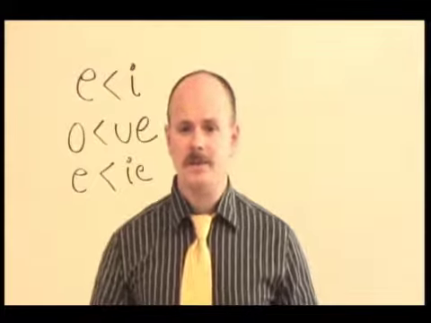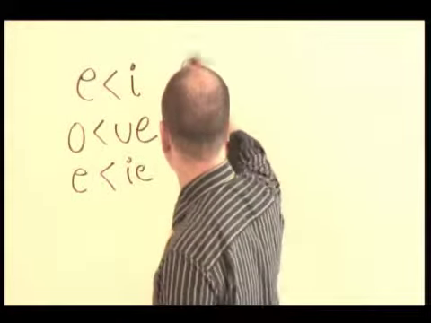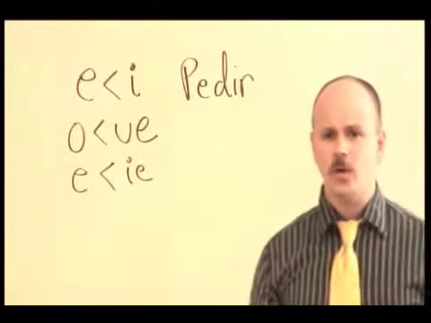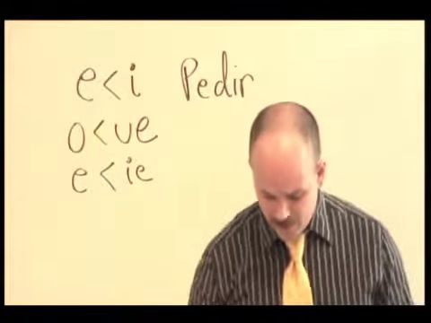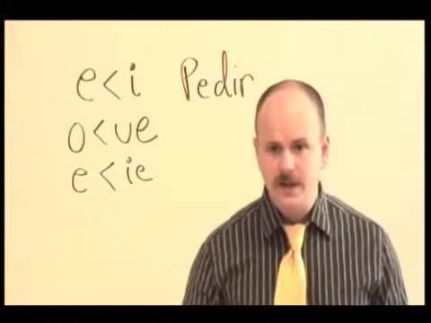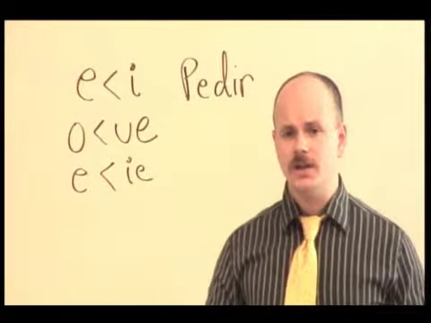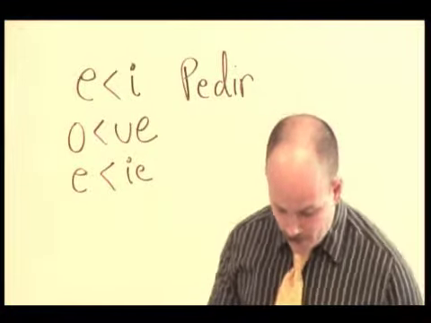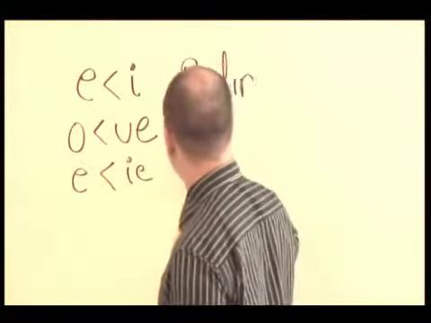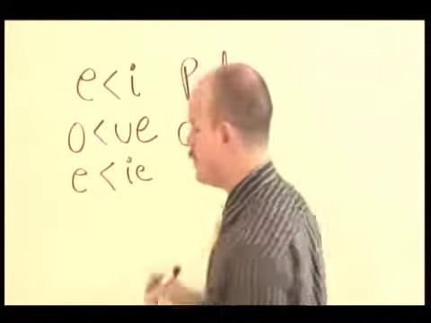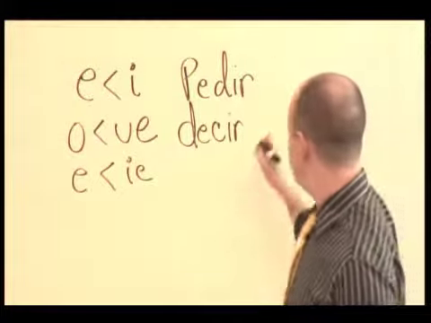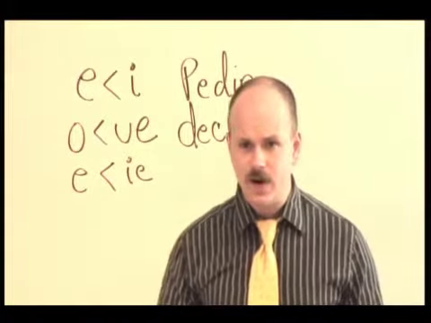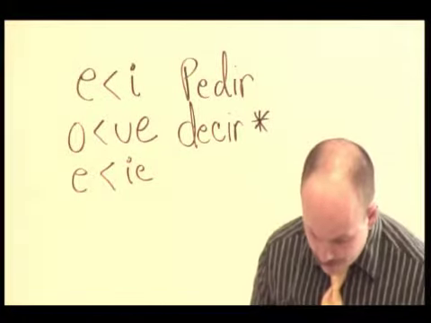Some verbs that this happens in include pedir, which means to ask for or to order. You may have learned this or remember learning this in chapter 5, I believe, learning about restaurants. The verb decir, which means to say. Decir is a stem changing verb. It is slightly irregular, and I'll show you how in just a minute.